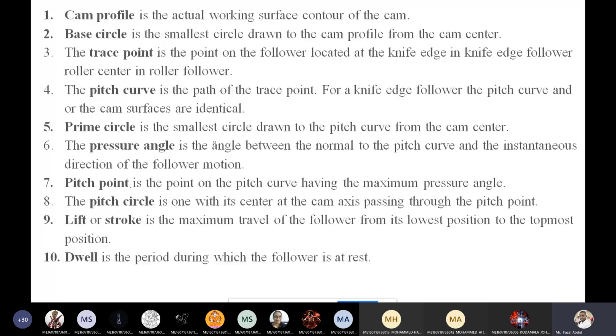Okay, I'm not getting this one. I will explain this one next time.